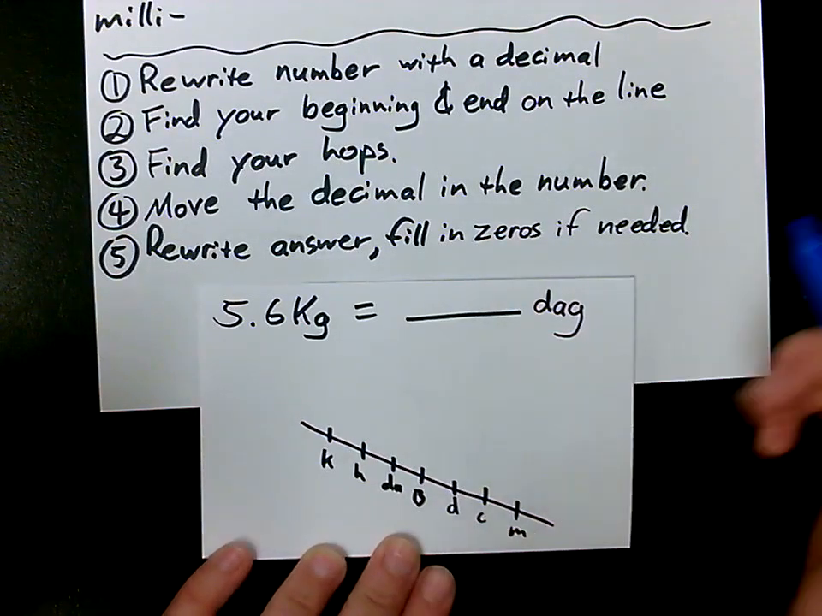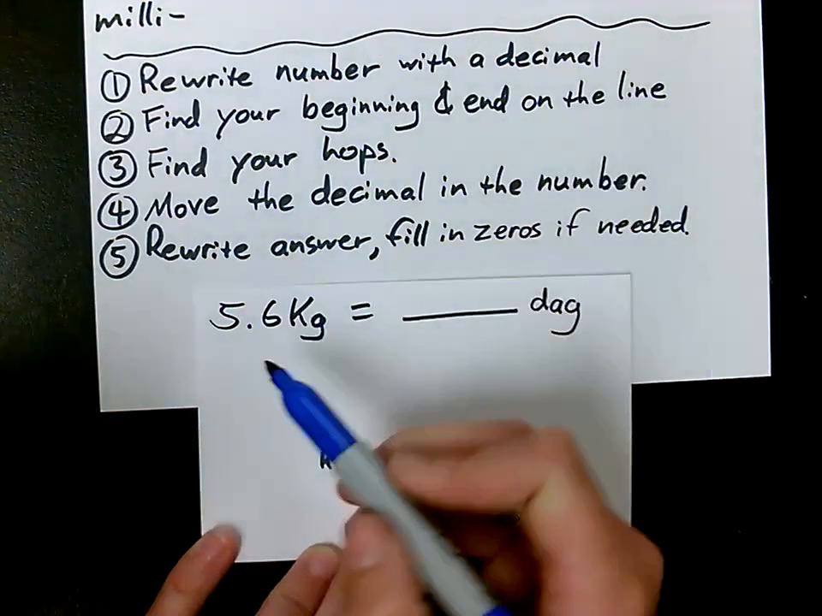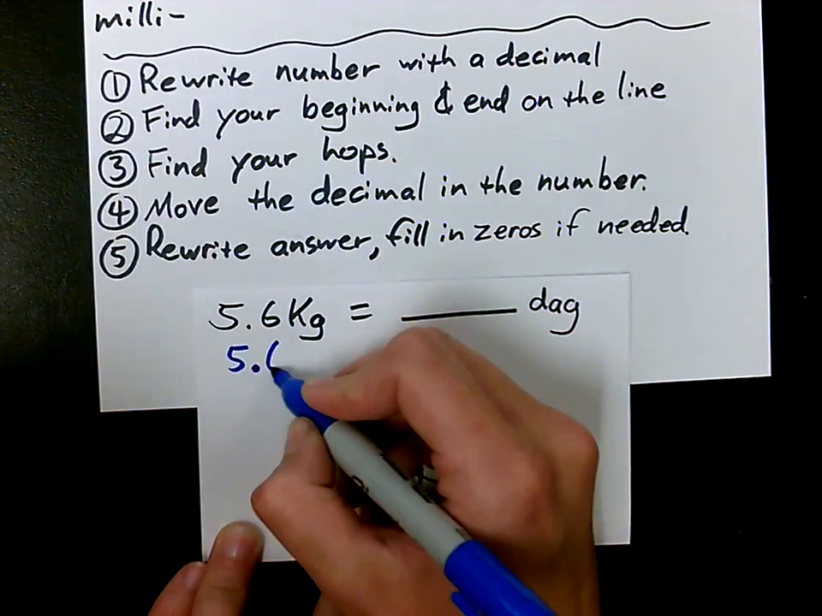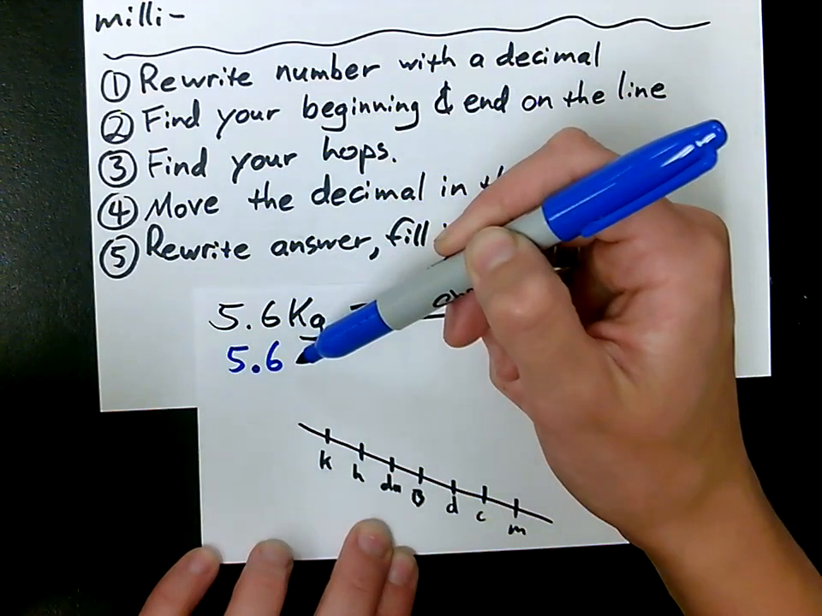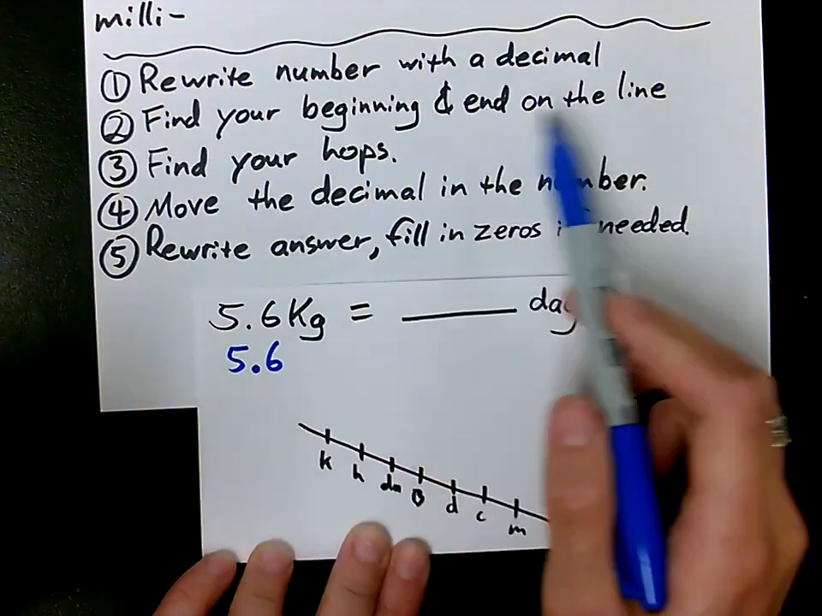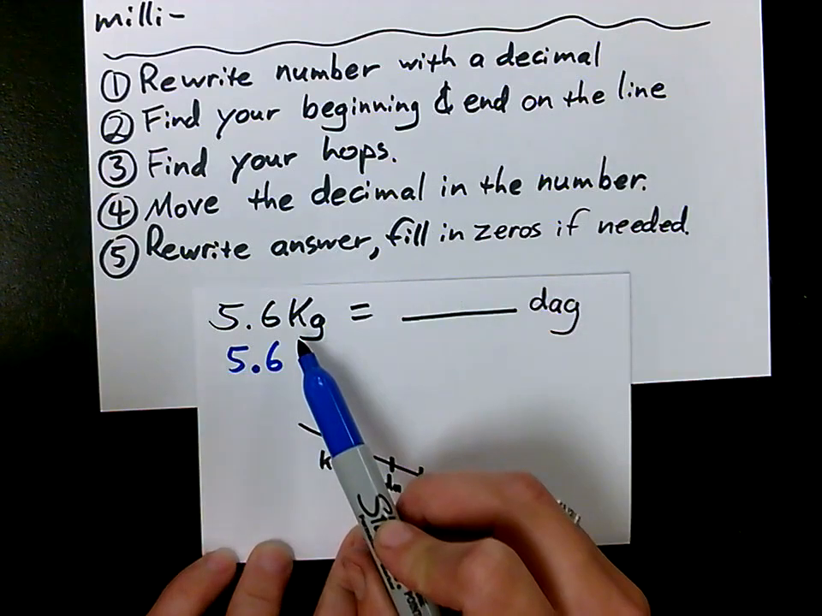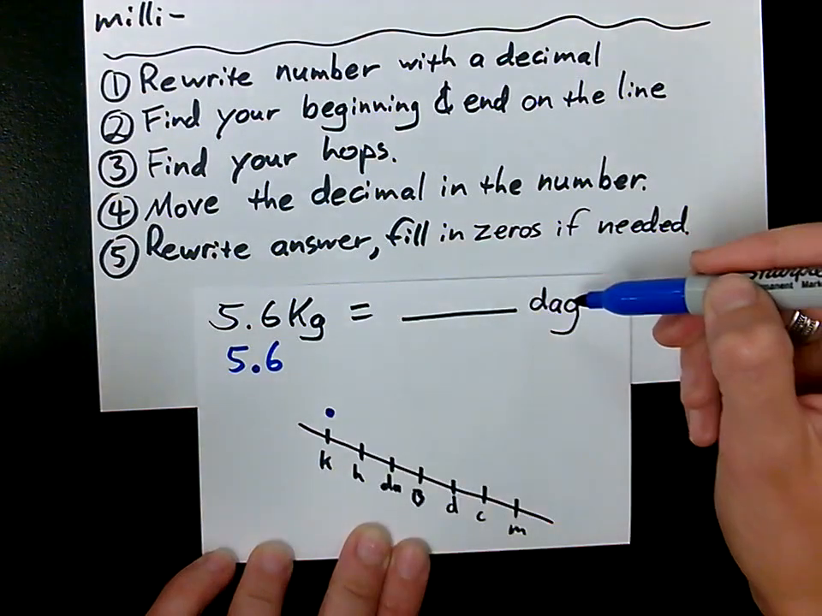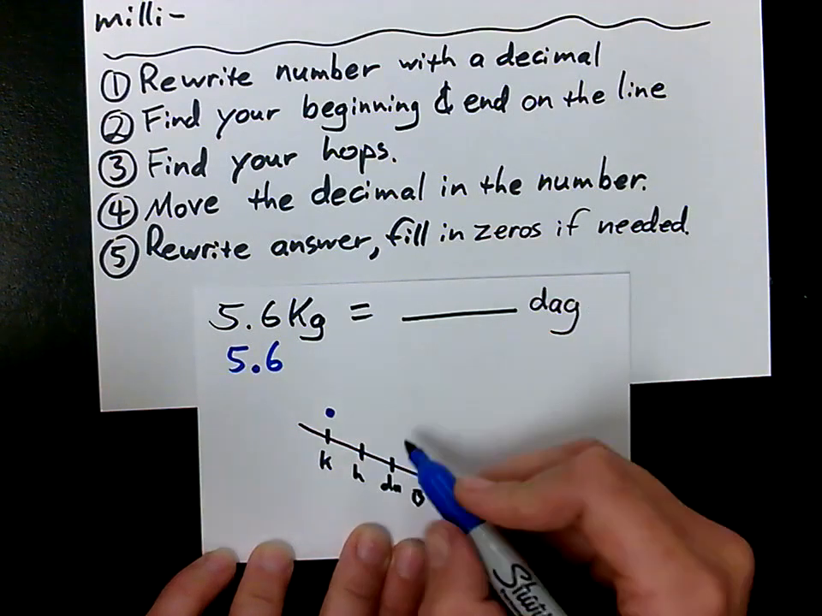So with this one, starting again at step number 1, rewrite the number with the decimal. This already has a decimal point in it. I'm still going to rewrite it down here to give myself some room to work, but that number already has a decimal in it, so we don't need to put a new decimal at the end. A number can only ever have one decimal. So that's step number 1, rewrite the number with a decimal. Next, I need to find my beginning and end on the line. I'm starting here at kilograms, and I'm ending at decagrams, dA. Here's my dA.